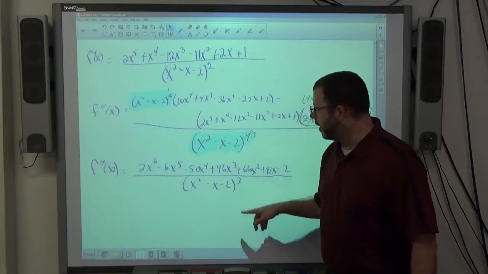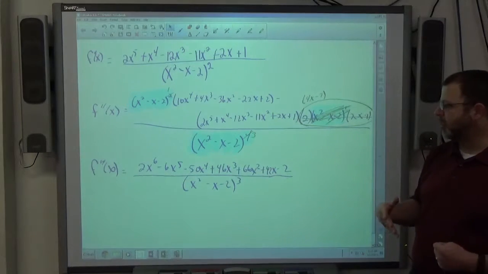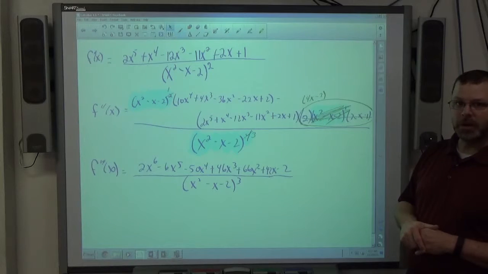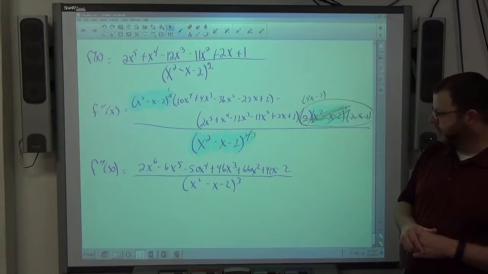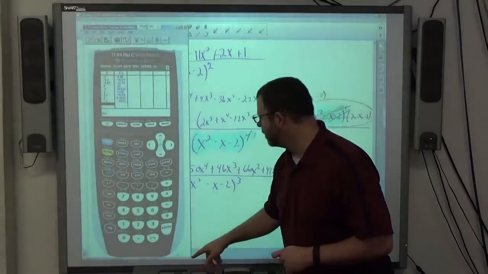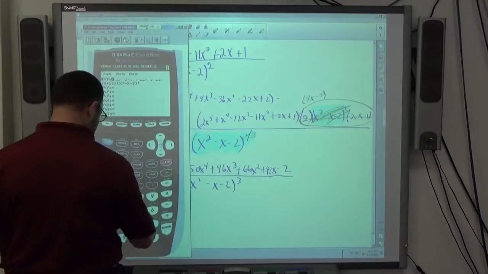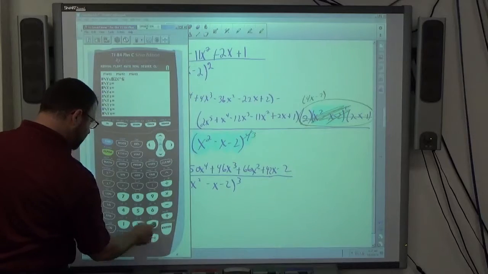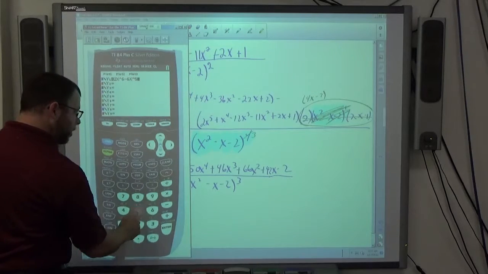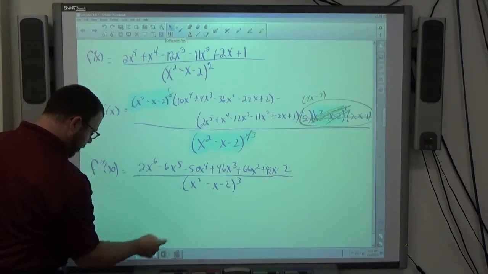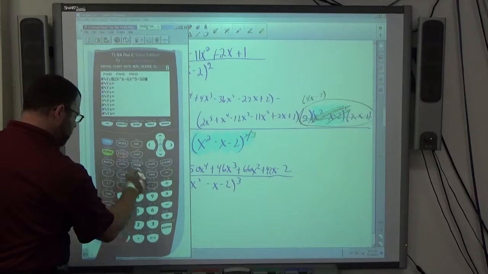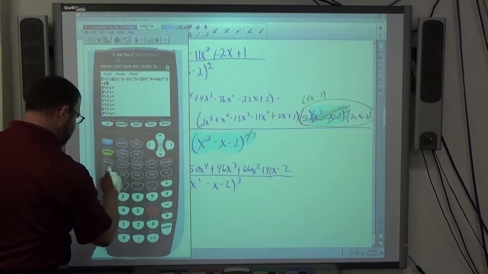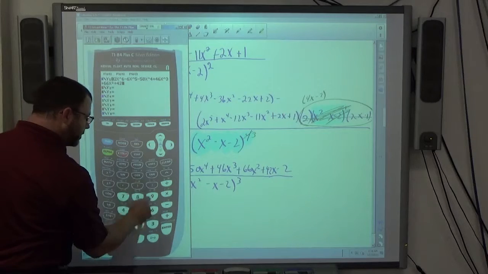And what I'm looking at here now is, this is my second derivative. I want to find the critical numbers of my second derivative. So once again, the top equals 0, the bottom equals 0, gets my critical numbers, right? So if I type in the top, y equals 2x to the 6th minus 6x to the 5th minus 50x to the 4th plus 46x cubed plus 66x squared plus 42x minus 2.